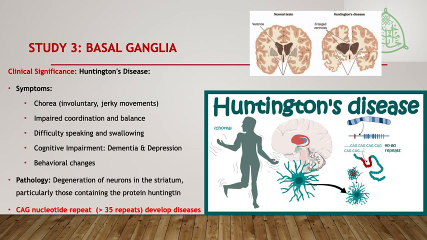While in Huntington disease, like I said, we have the chorea, which is an involuntary jerk movement, like we described earlier on, impaired coordination and balance, difficulty in speech and swallowing, cognitive impairment, including early dementia in very young individuals, and depression and behavioral changes as well. And this is because of a CAG nucleotide repeat. More than 35 repeats are found in the genetic makeup of an individual.